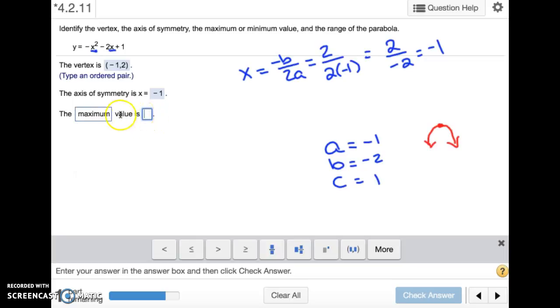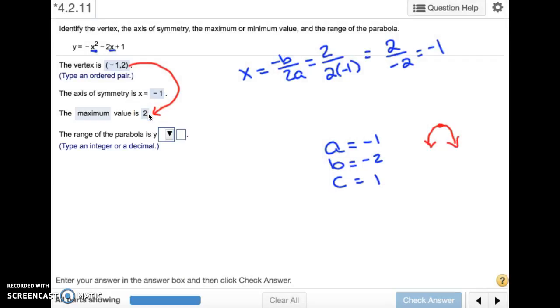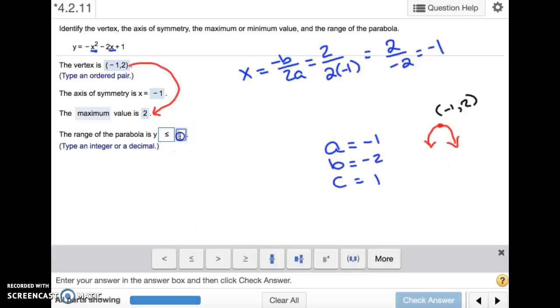The question about the maximum value is, and that's going to be the same as this y value of my vertex. So I'm going to re-enter that 2 here. And then finally it's going to talk about the range. They already have the y, and I have to select which inequality. Since my graph is going down, this point up here is going to be -1, 2. So this point is 2, and I go down from there, so it's going to be less than or equal to 2.